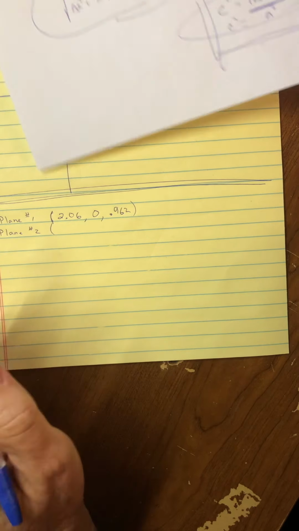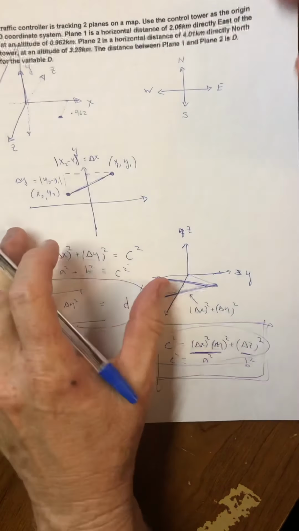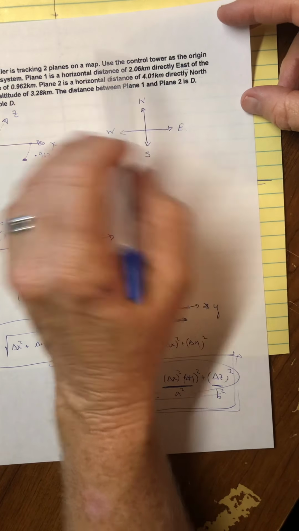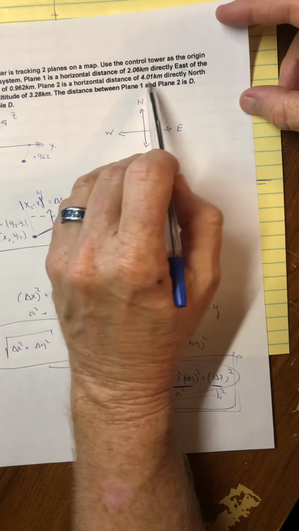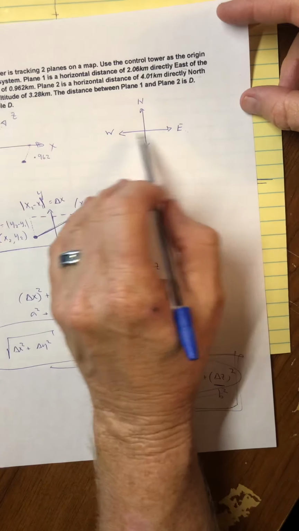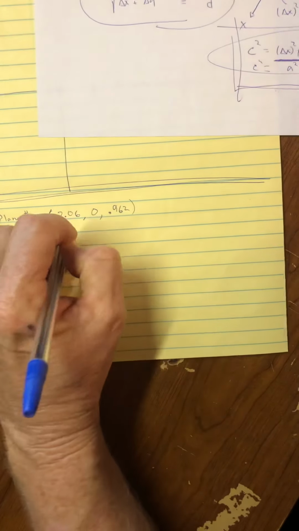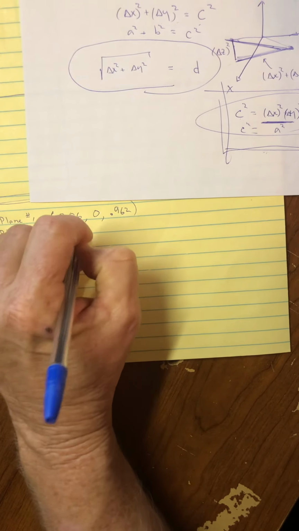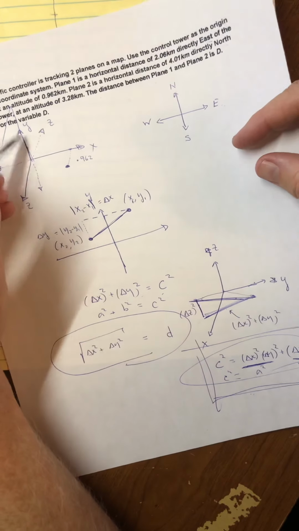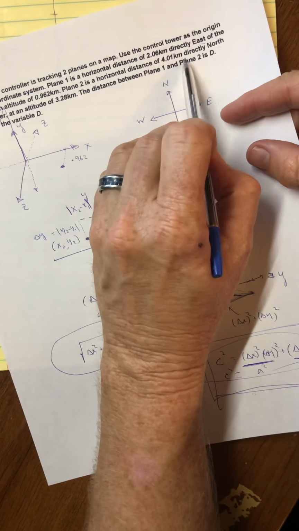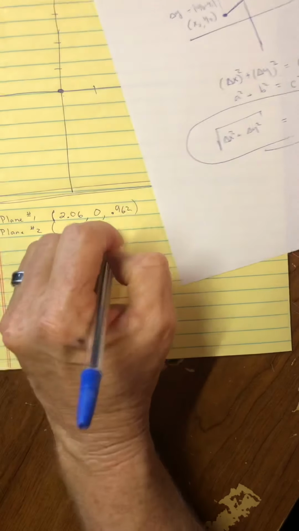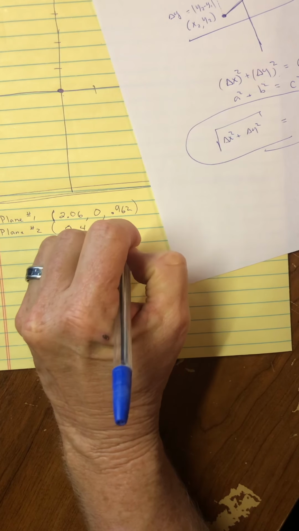Now, plane number 2, let's use the same logic. It says plane number 2 has a horizontal distance, so this would be in the xy plane, the compass rose here, and it's 4.01 directly north. So there is no east-west, nothing along the x-axis, so I'd put a 0 there. Using the y-axis as north, I'm going to put 4.01, positive because it's to the north. But it has an altitude, so that's the z-axis. So we go up 3.28.